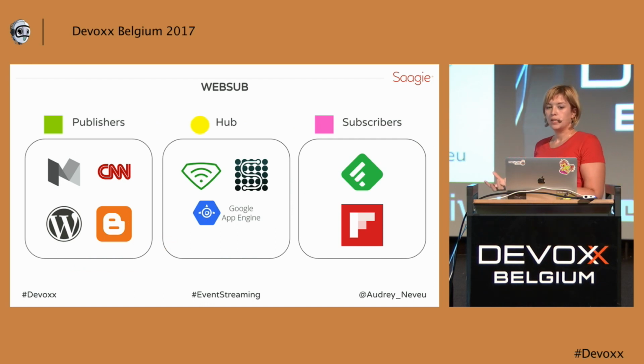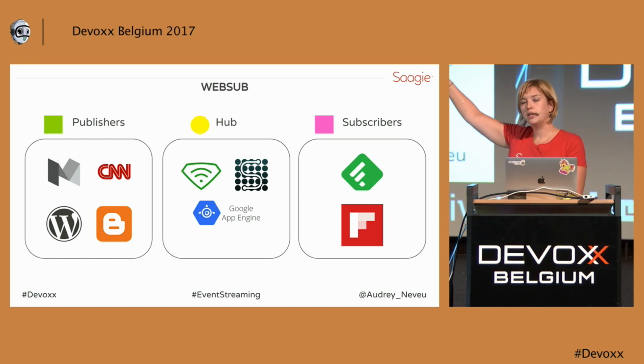So basically WebSub is an environment of publishers, hubs, and subscribers. For publishers, you can think about Medium, which is probably the most famous of them. CNN, I'm sorry, I was looking for real media, but I only found fake news. Don't know why. WordPress or Blogger. Looking at hubs, Superfeedr is probably the most known on the market. It has been acquired by Medium last year, but Google App Engine provides a free hub, which is really nice too.